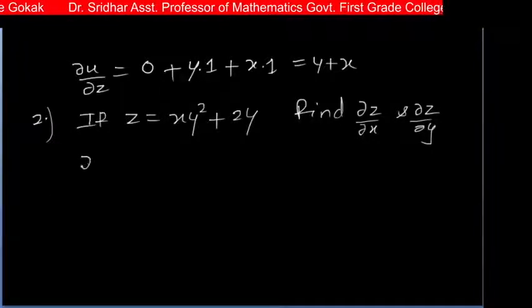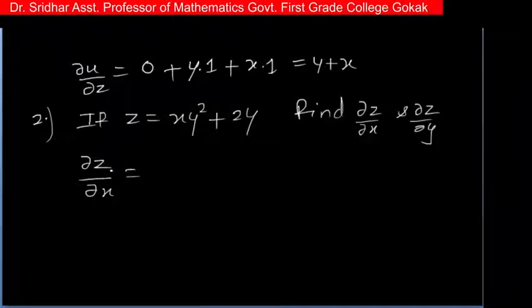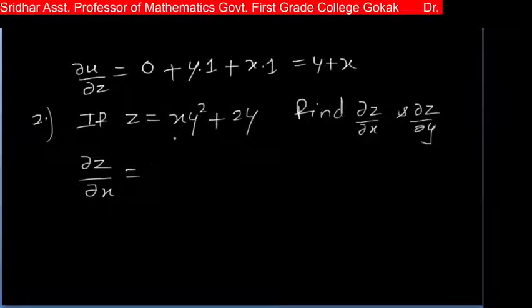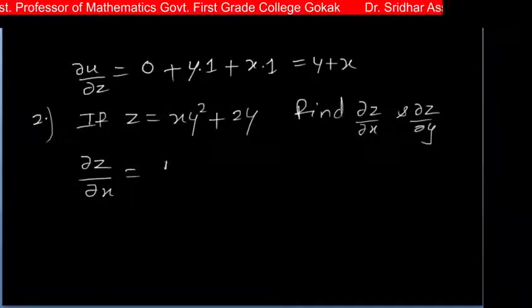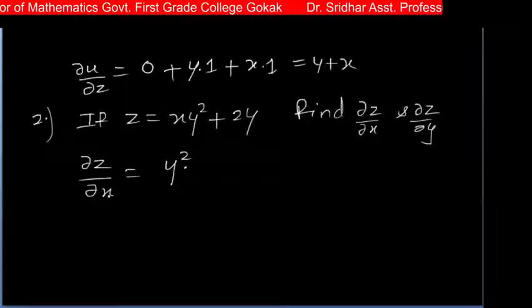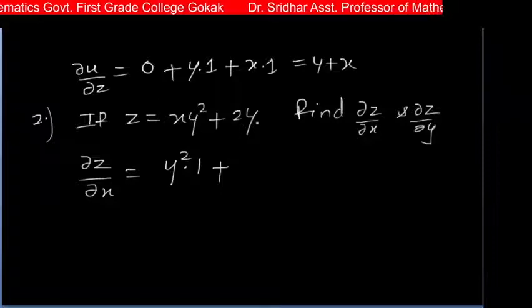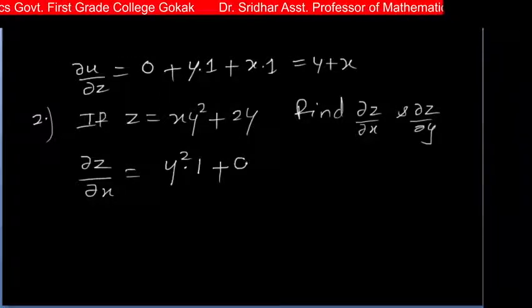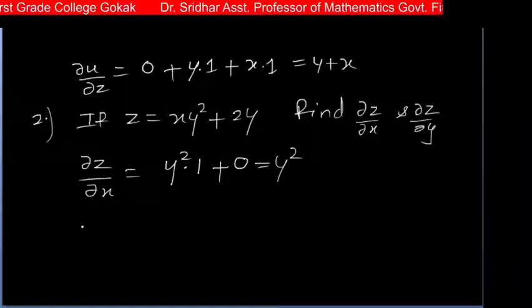Okay, so here ∂z/∂x is equal to, we are differentiating with respect to x, which means y is constant, right? So y squared is constant, differentiation of x with respect to x is 1. Then plus 2y, where 2 is constant and y is constant, so its differentiation is 0. So which is equal to y squared.